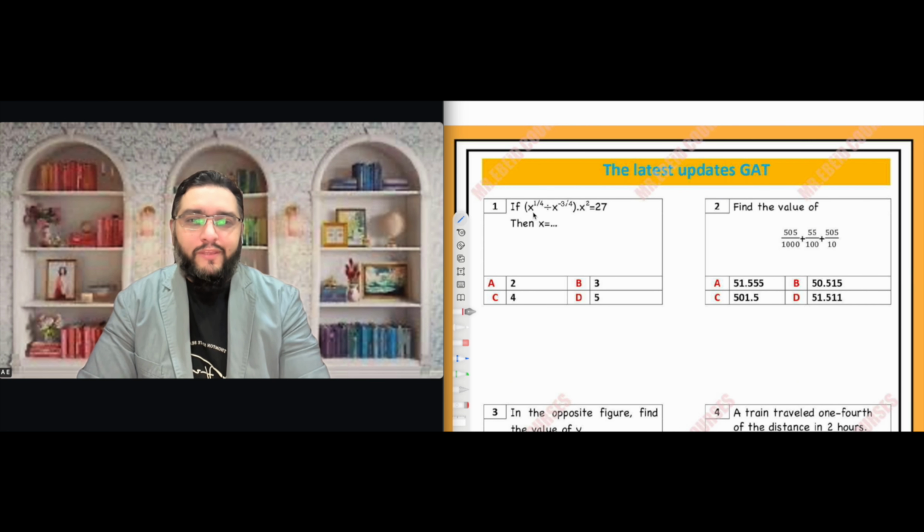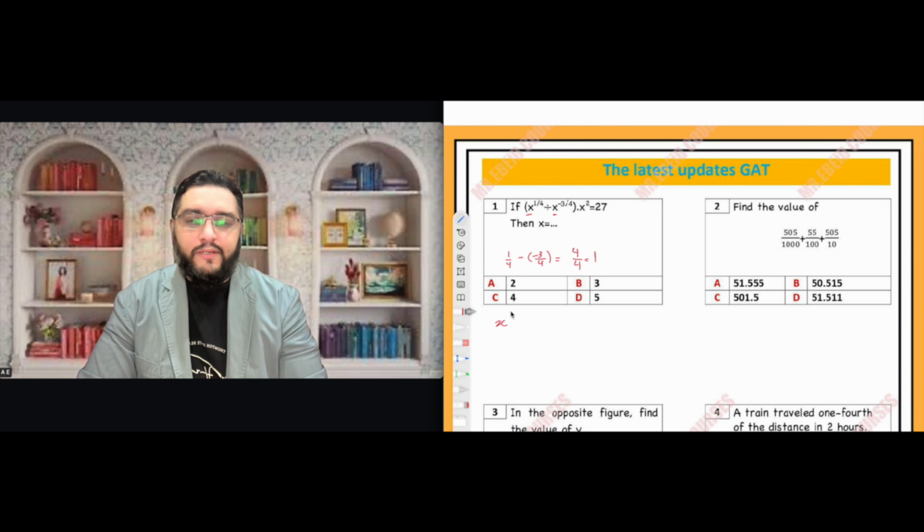You know that if you have the same base like this, and we have division, subtract the exponents. So it will be x raised to the power of 1/4 minus -3/4. Minus a negative becomes plus. So it's 1 plus 3, which equals 4/4, which equals 1.